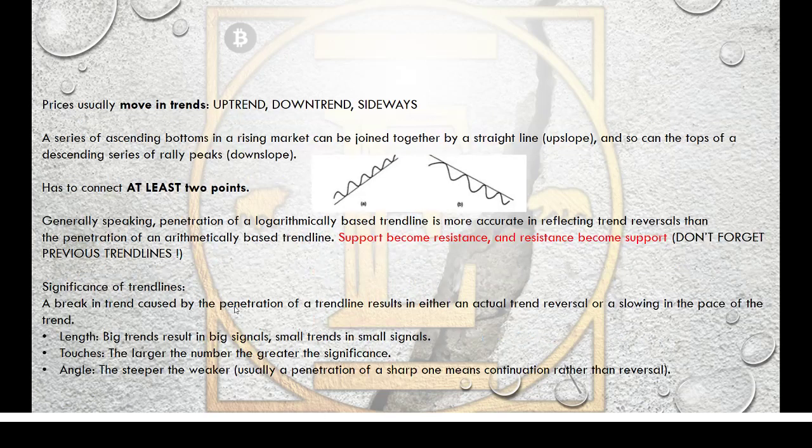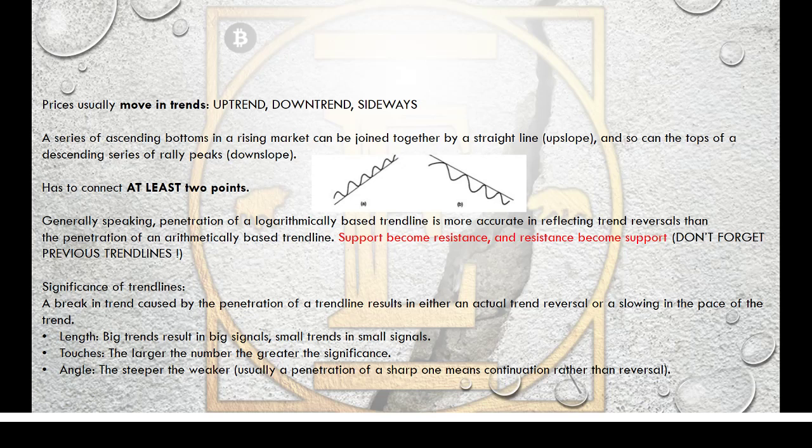Okay, so the next point, trend lines. Price usually moves in trends. There's the uptrend or bull trend, the downtrend or bear trend, and the sideways or ranging. Okay. So a series of ascending bottoms in a rising market can be joined together by a straight upsloping line, and so can the tops of a descending series of rally peaks, the downslope. You can see it in the figure, okay? The support trend line and the resistance trend line.